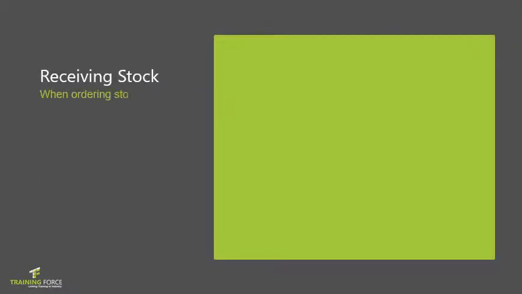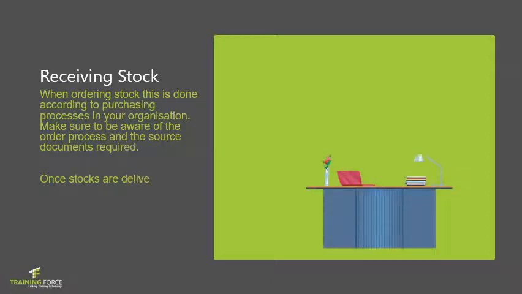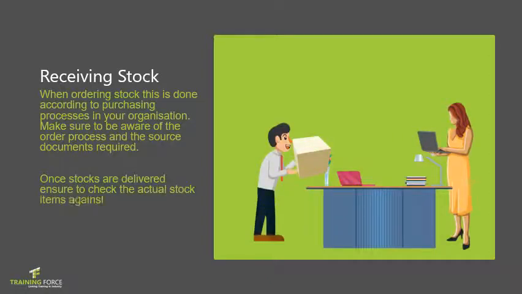When ordering stock, this is done according to the purchasing processes in your organization. Make sure to be aware of the order process and the source documents required. Once stock is delivered, ensure you check the actual stock items against the delivery note and or invoice. Update your stock sheets to reflect the new stock.